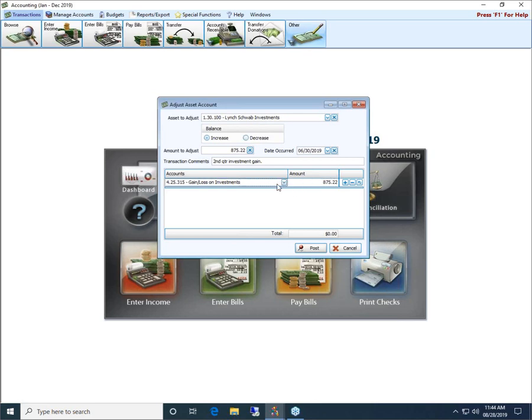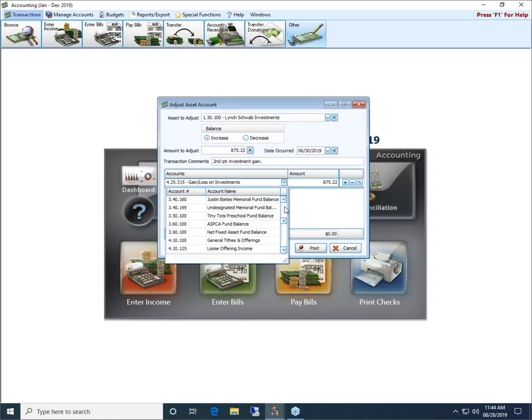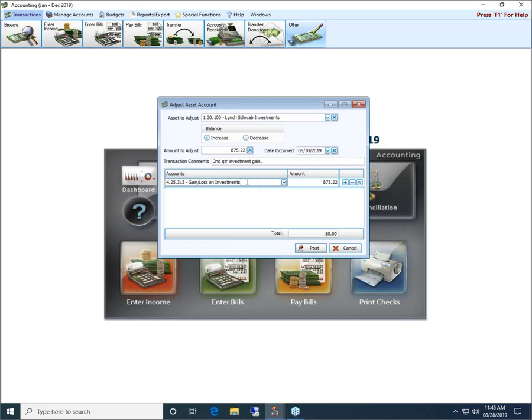But I do want to point out again that if I chose to not do the income account, I could click in here and I could scroll up and choose a fund if I don't want to reflect that on my treasurer's report as income for the year, okay? If I had an investment fund, I could post a credit to that as opposed to a credit to the income. The choice is up to you and how you want to show these on your Church Windows accounting reports, okay? In our particular situation, we're wanting to see it on our treasurer's report as gain, loss on investments. Again, it's your choice. Okay?